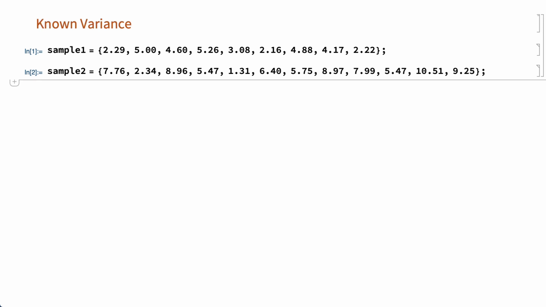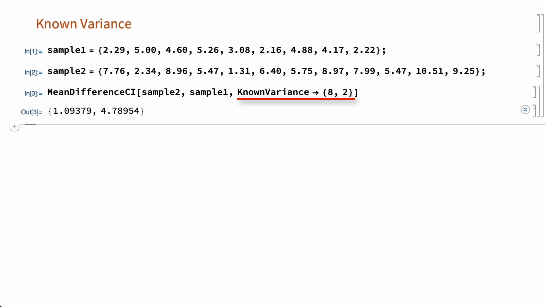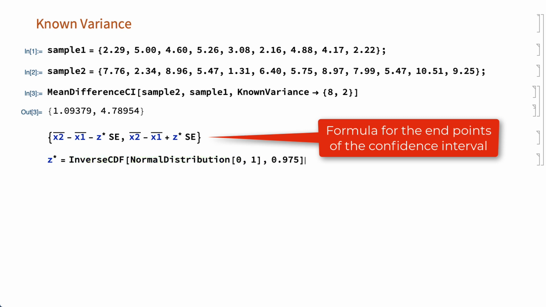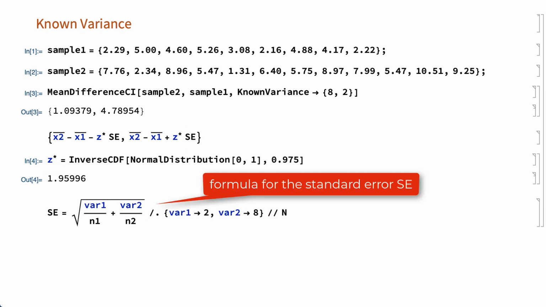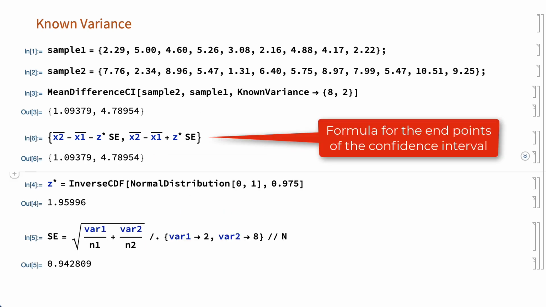There are also formulas to handle the less common case of comparing populations with known variances. The known variances can be entered using the known variance option. Like other formulas for confidence intervals, when the population variance is known, the formula for this confidence interval uses a critical value Z star that is computed using the normal distribution. The formula for the standard error is exact, not an approximation. After those assignments, evaluating the confidence interval formula gives the same result as the result from the mean difference CI function.